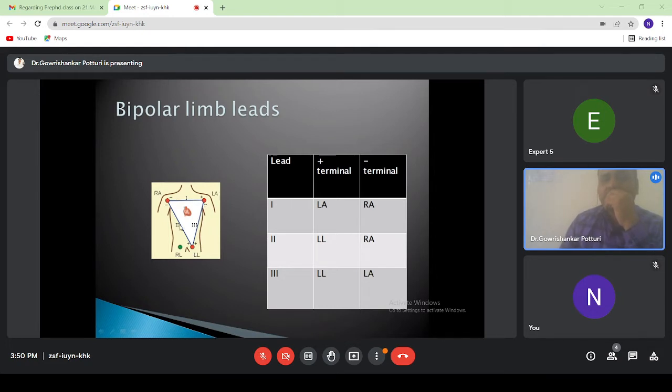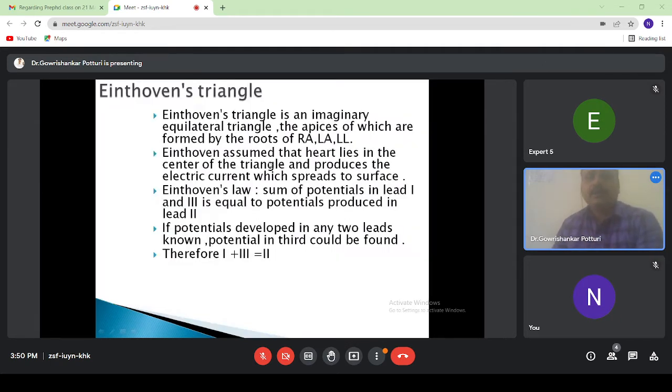This triangle is called Einthoven's triangle. And we consider the heart is said to be in the center of this triangle. Einthoven's triangle is an imaginary equilateral triangle, the apices of which are formed by the roots of the right arm, left arm and left leg. Einthoven assumed that the heart lies in the center of the triangle and produces the electrical current which spreads to the surface.